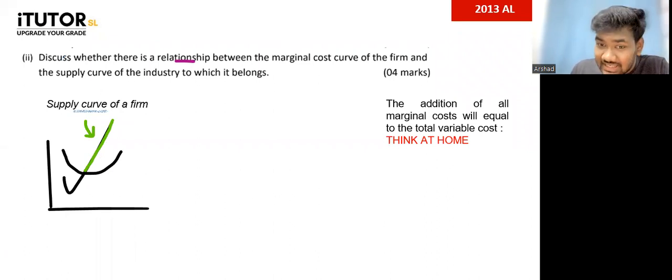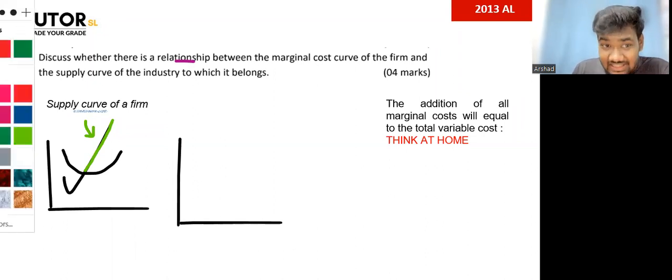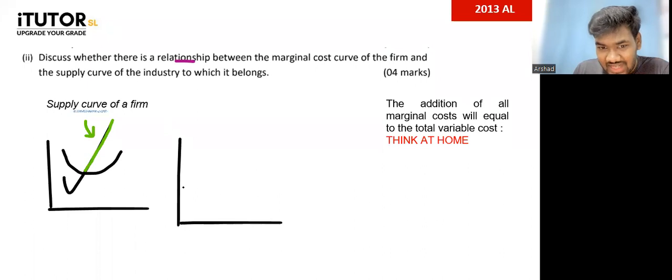And then you can say the addition of all of these. Now, this is the supply curve of one firm. Then you can say an industry is made of so many firms. So when you sum up the marginal cost curve above the AVC for all the firms, then you get what? The industry supply curve. The industry supply curve will look like this, guys.